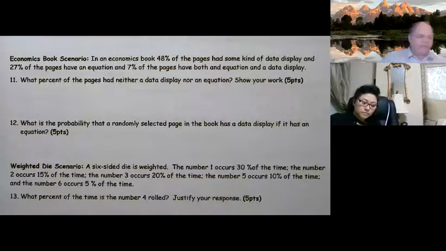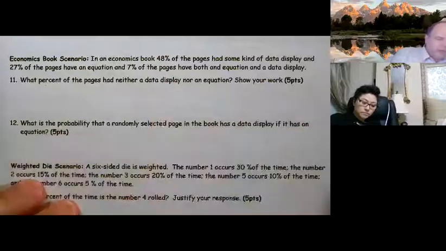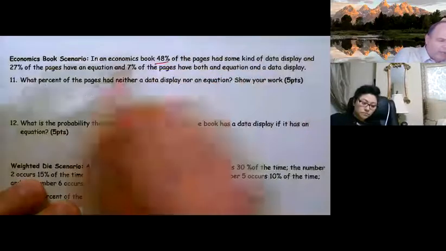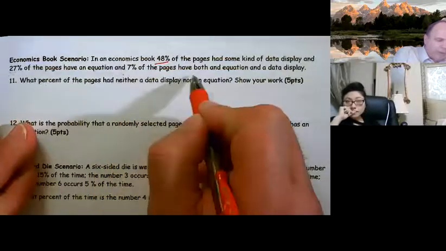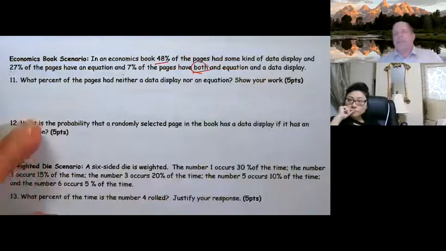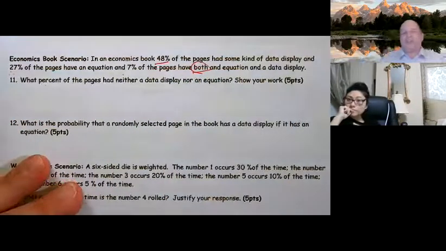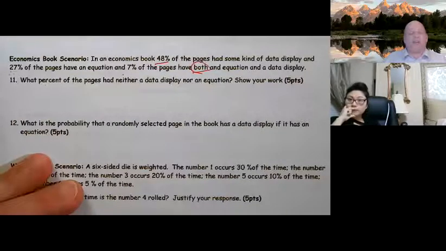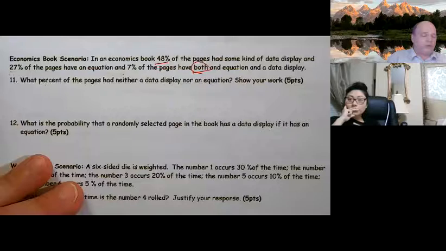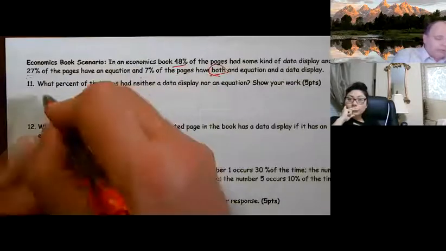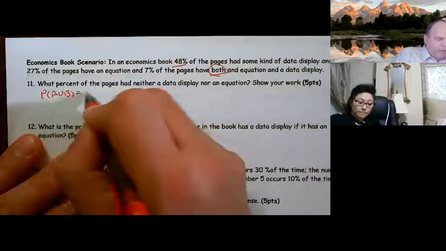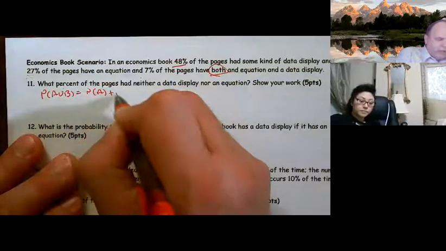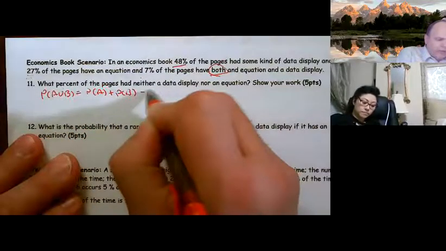Well, first off, I look at this and I go, hey, you know what? I have two things and I have a both. When I see I have two things and a both, I honestly go straight to the general addition rule. So I'm going to write that down. Probability of A union B equals the probability of A plus the probability of B minus the probability of A and B.